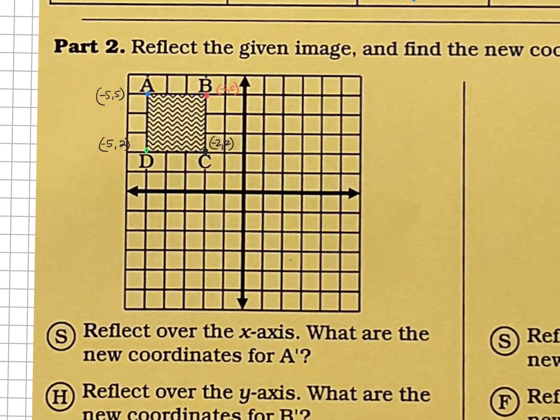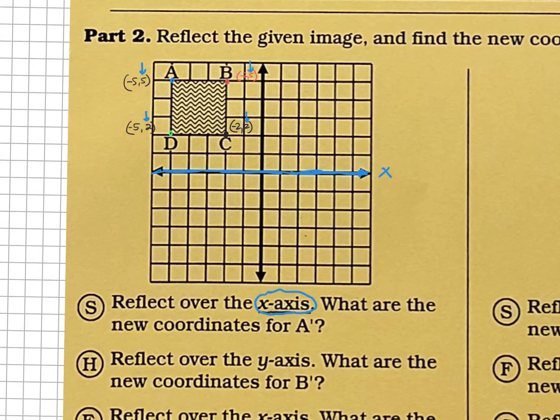Okay, for the first one, reflect this over the x-axis. This is the x-axis, so that's going to be our mirror. When we reflect over the x-axis, all we have to do is switch the y variable. So I'm going to point to the y variable in all of these. There's the y. There's the y. There's the y. There's the y. All we do is, if it's negative, we make it positive. If it's positive, we make it negative. So I'm going to write the new coordinates it needs to move to underneath it.